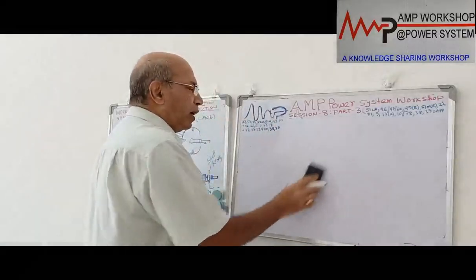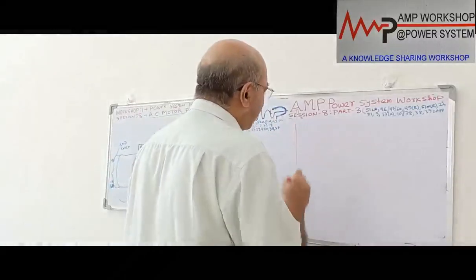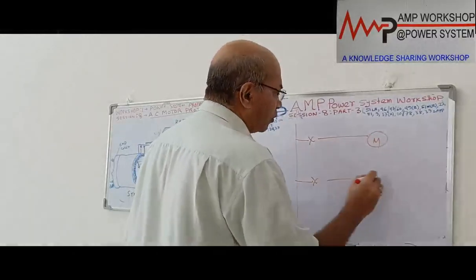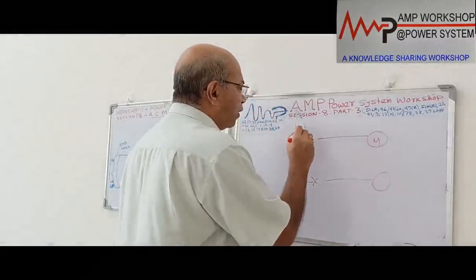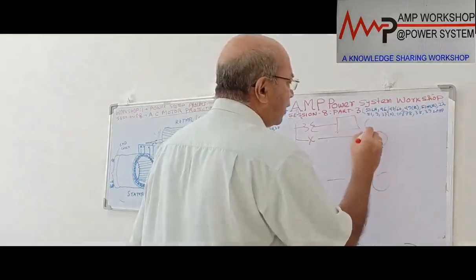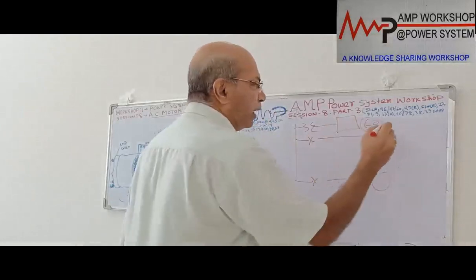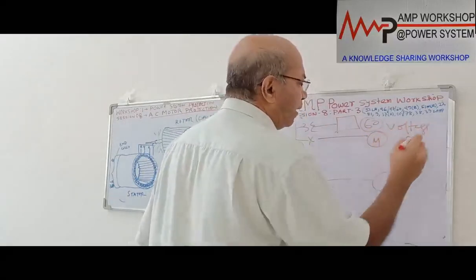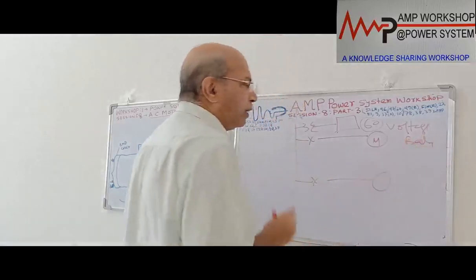There are two ways we can do this. Suppose this is a voltage bus, and from here various motors are supplied. Suppose there are multiple motors. One way is to put a PT over here, and on the PT we can put a voltage balance relay. We call it the 60 voltage balance relay. If multiple motors are there, we can use a voltage balance relay this way.